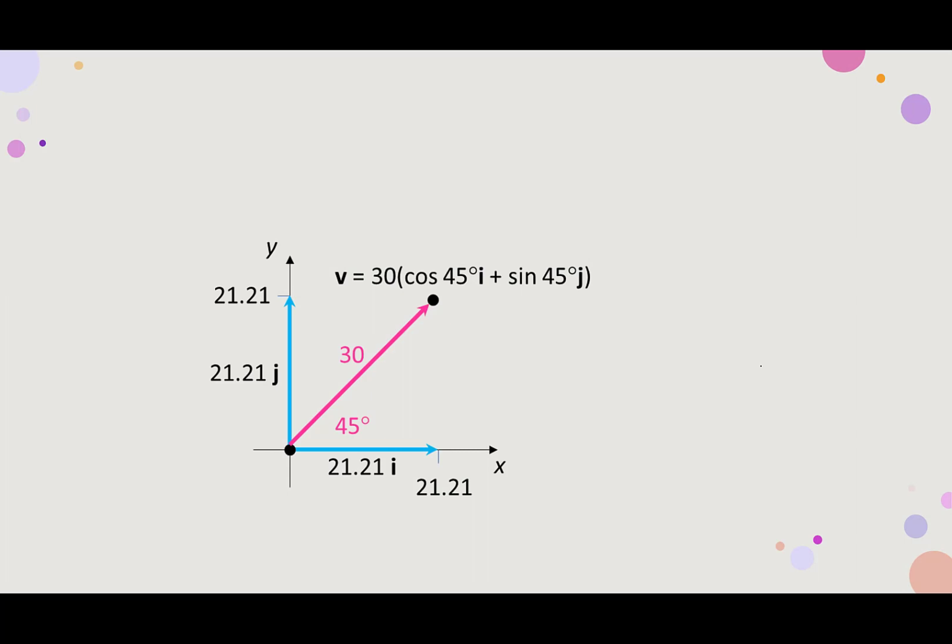Just as a quick look, here's what it looks like. It's being thrown at 30 miles per hour at an angle of 45 degrees, and then breaking it into the components of horizontal and vertical, and you can see that in this picture.